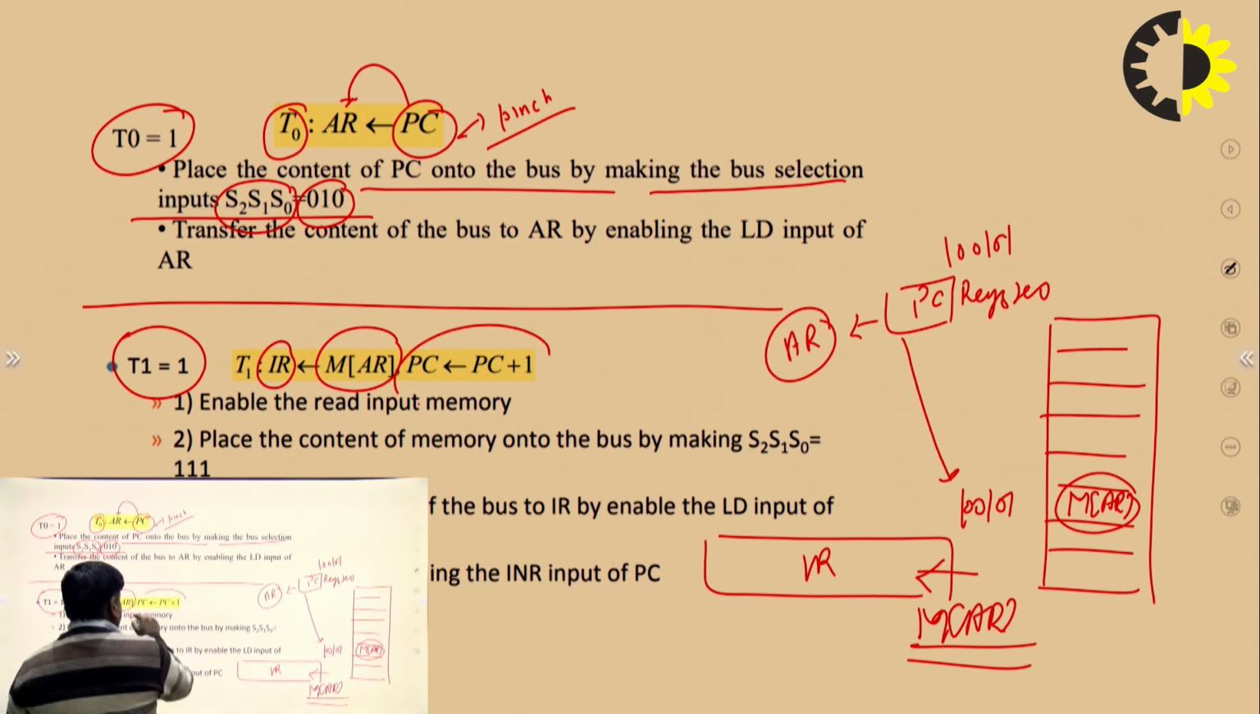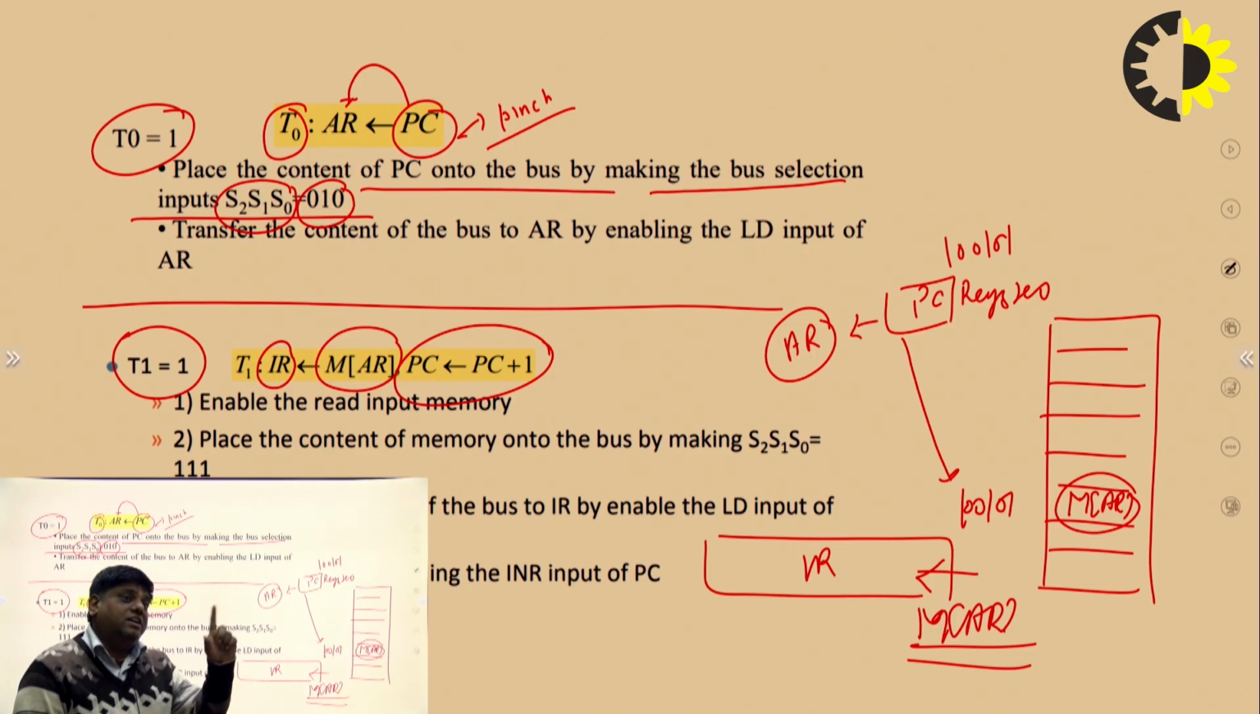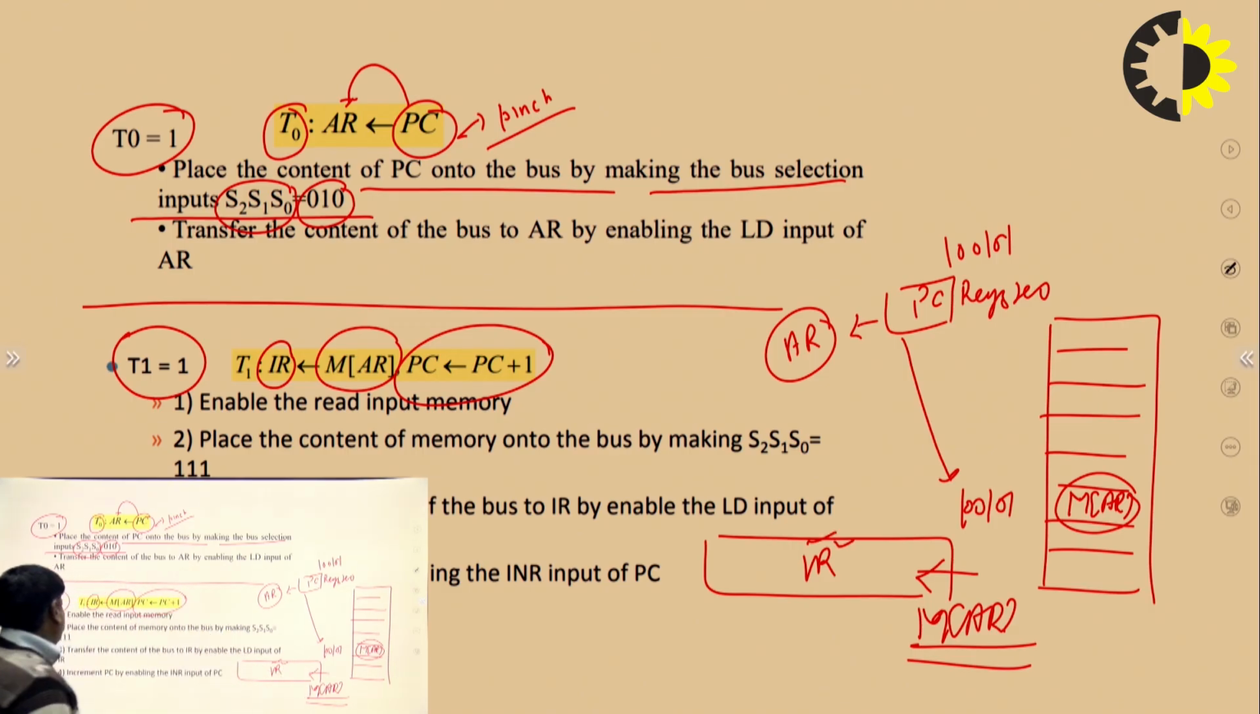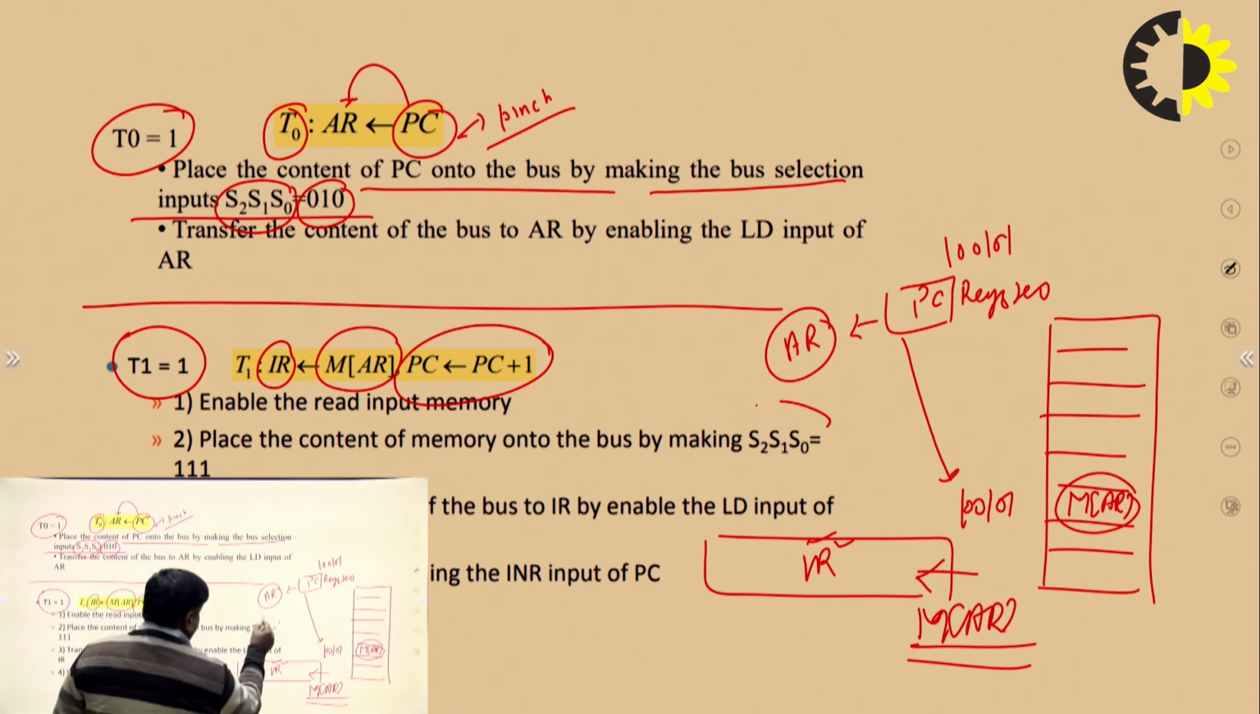And what is the behavior of the PC? PC is equal to PC plus 1 when it transfers the address of the instruction into the address register. Then the address register picks the address, the memory of the address, and that data is transferred into the instruction register. Now, this process takes time cycle T1, and that is very important.